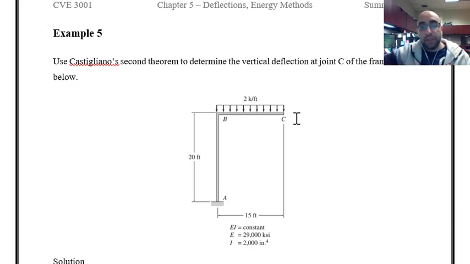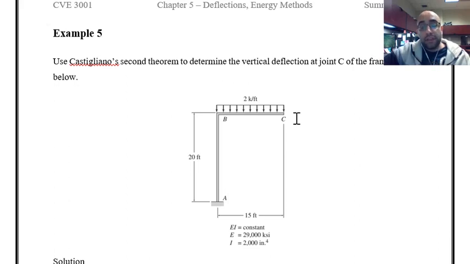The first step is to analyze the structure. This step is similar to the virtual work method. The thing is that in the virtual work method, we had to analyze the structure twice. First, it was analyzing the structure under the given loading. Second, it was analyzing the structure under the virtual unit load. When we are using Castigliano's second theorem, I have to analyze the structure just once.